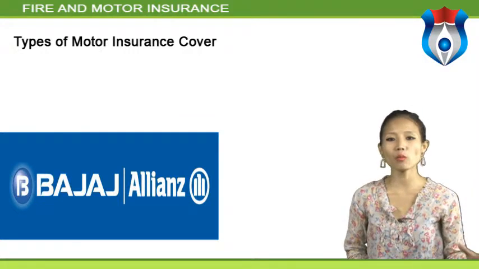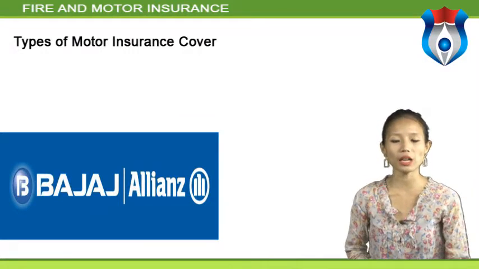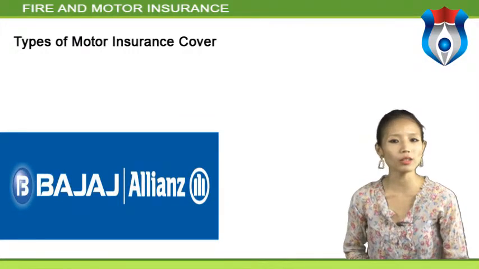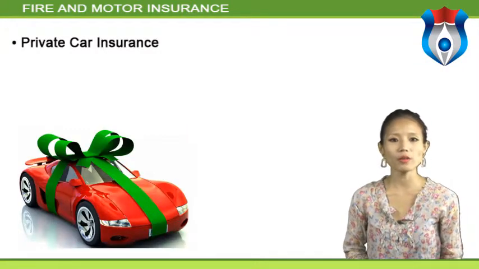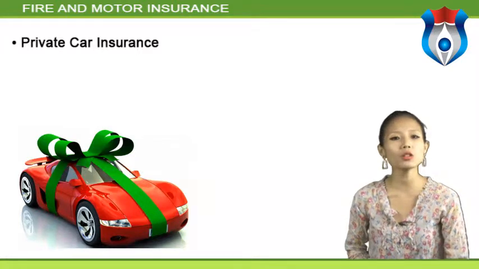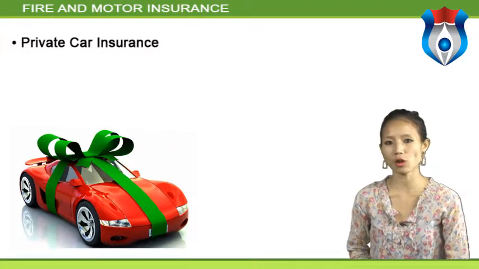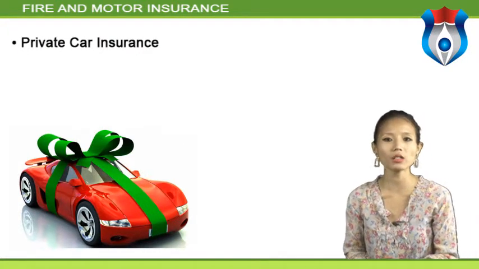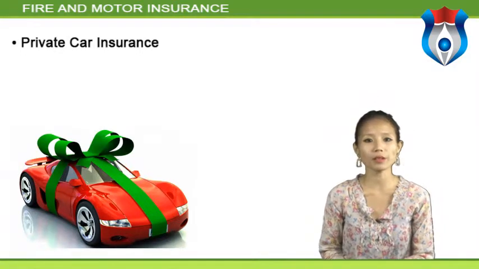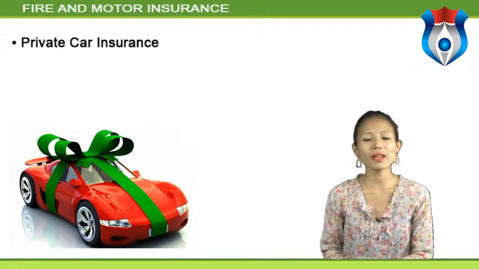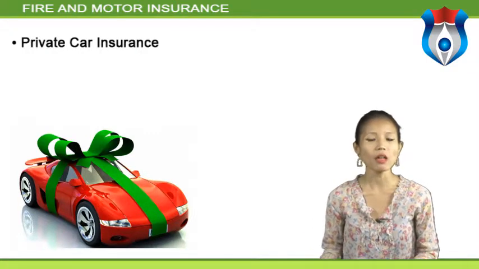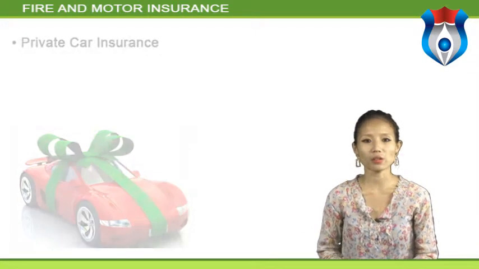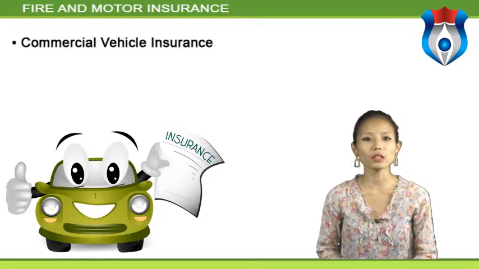Types of motor insurance cover. These are the types of motor insurance available in the market. Car insurance policy can be broadly classified as follows. Private car insurance. It is compulsory for all new cars to have motor car insurance. It is insurance for vehicles not used for commercial purposes. The amount of premium depends on the make and value of the car, state where the car was registered, and the year of manufacture.